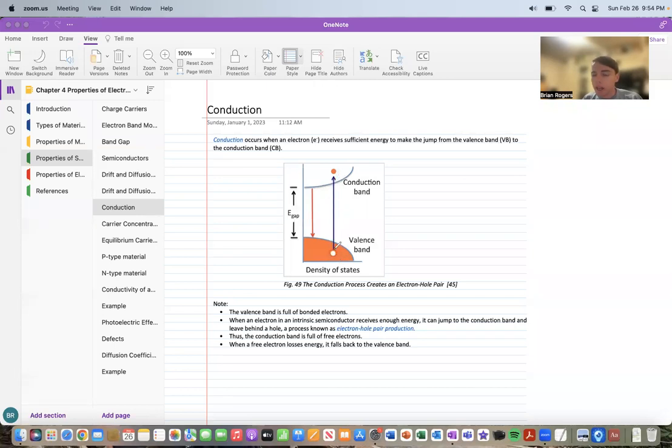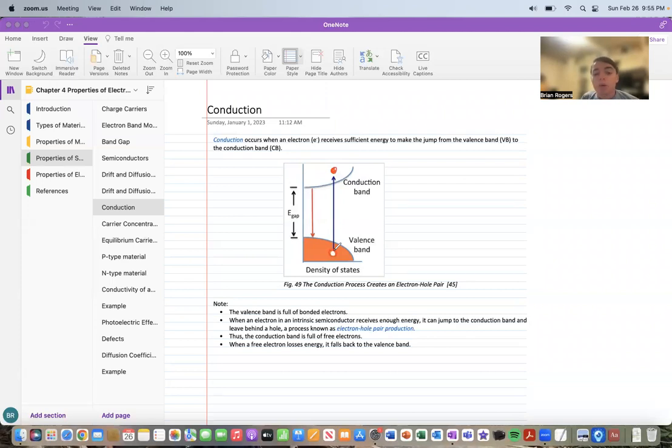So that's why it looks like an empty state here: the electron jumped because there was enough energy, whether it be a photon that gave it enough energy to jump up into that conduction band. And so it creates an electron hole pair when it conducts, because an electron goes up to the conduction band, but it leaves behind a hole. So it's known as electron hole pair generation.